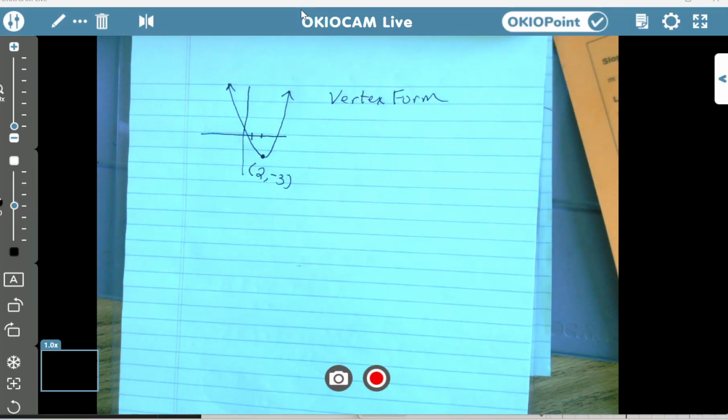So we identified the vertex. Now sometimes the vertex is not given. You have to find it. You have to name it. So I'm telling you that the vertex is 2, -3.